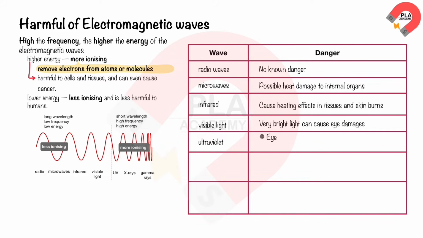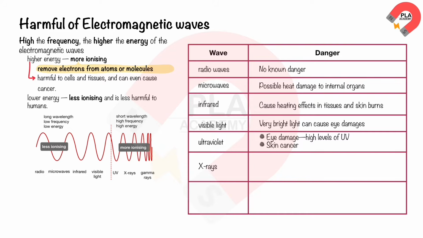Ultraviolet. If eyes are exposed to high levels of UV, it can cause severe eye damage. Skin cancer. Ultraviolet is ionizing, meaning it can kill cells or cause them to malfunction, resulting in premature aging and diseases such as skin cancer.